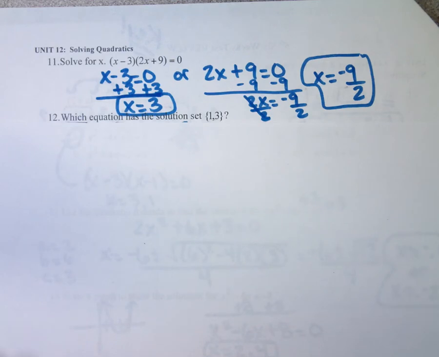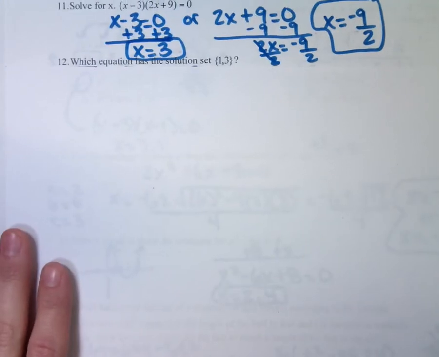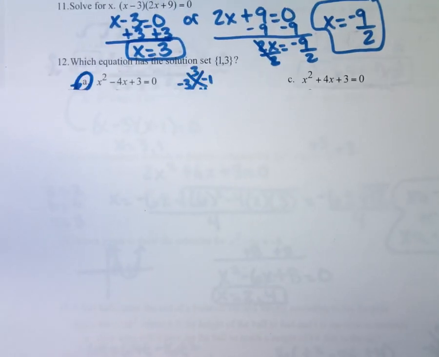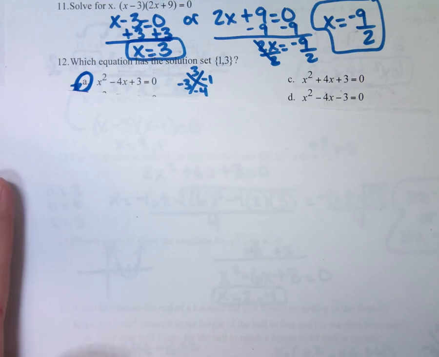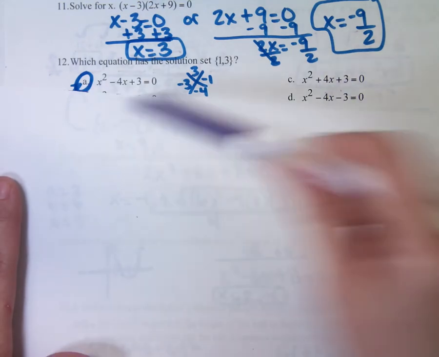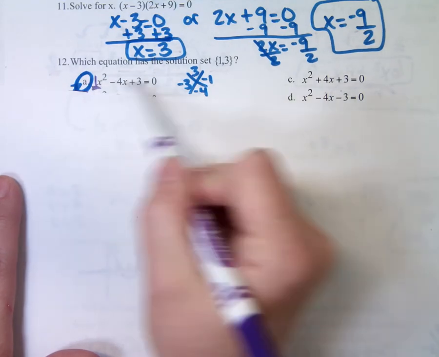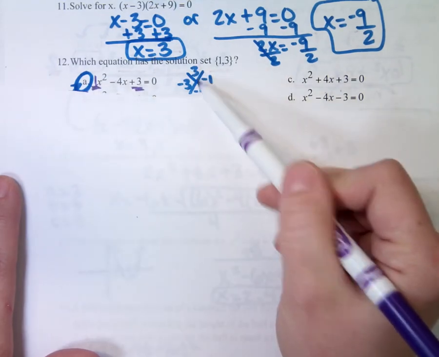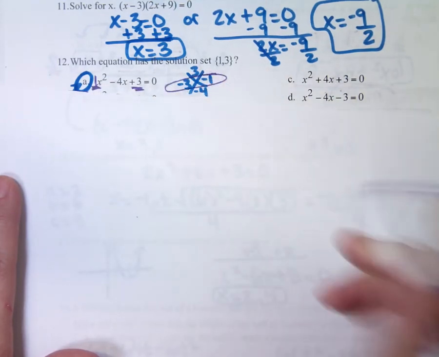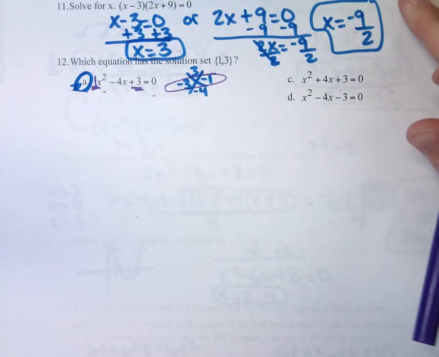Okay, number 12. It says, which equation has the solution set 1, 3? So I went ahead and decided to solve A by factoring. I could solve all of these by graphing, but I went ahead and solved it. I did A times C rooftop: what multiplies to be 3 and adds to be negative 4? That's negative 3 and negative 1.